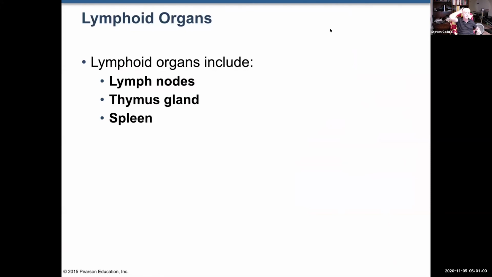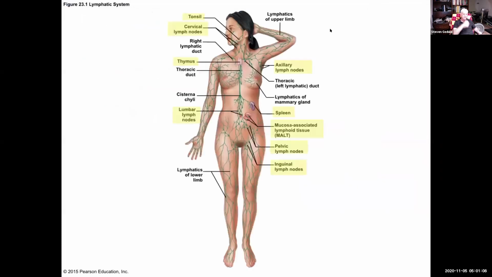Okay, lymphoid organs are your lymph nodes, the thymus gland, where your T cells go to become immunocompetent, and your spleen. Here's a picture we showed before, the different distribution of your lymphatic system. Again, here's your cisterna chyli, which is the beginning of the thoracic duct that drains everything upwards. Axillary lymph nodes, cervical lymph nodes, tonsils, MALT tissues.